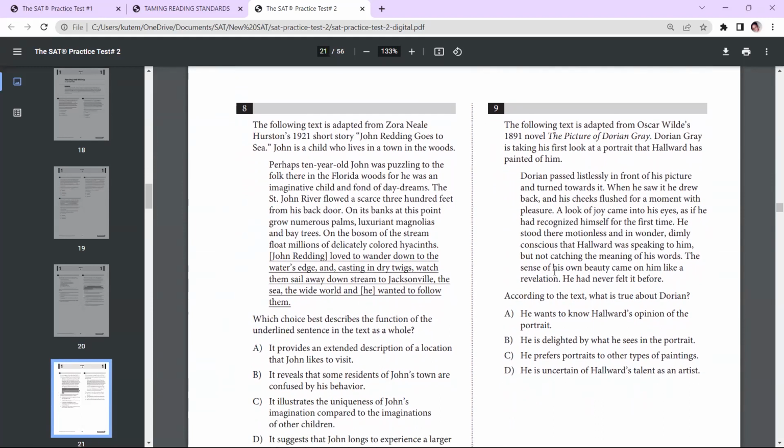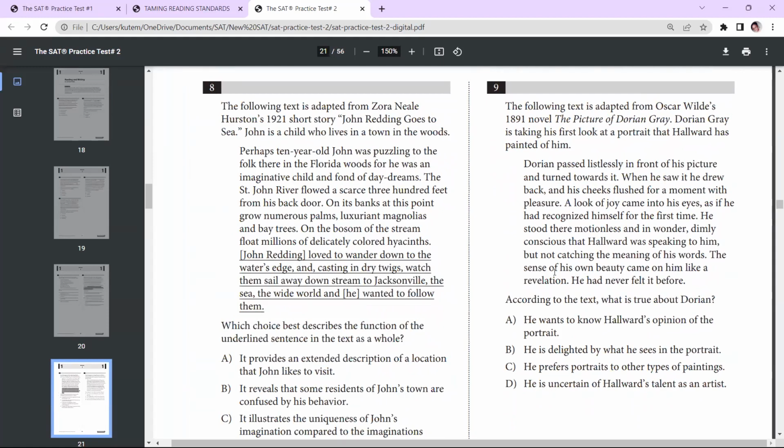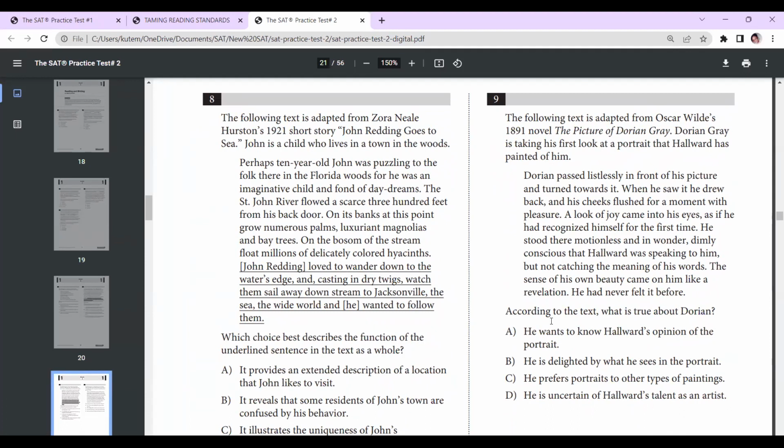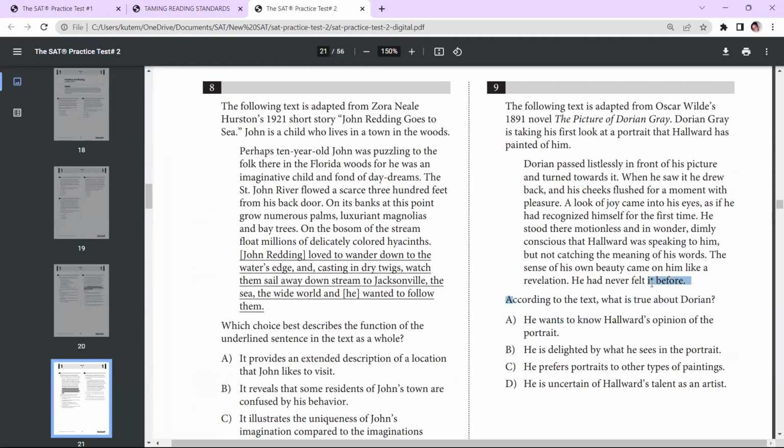Function, yeah, question 9. It says the following text is adapted from Oscar Wilde's 1891 novel, The Picture of Dorian Gray. Dorian Gray is taking his first look at a portrait. I forgot to read the question again. My bad. The question says, according to the text, what is true about Dorian? And the introduction says this is from a novel, The Picture of Dorian Gray. Dorian Gray is taking his first look at a portrait that Howard has painted of him. So we know the context. He's looking at the portrait and we're looking for what's true about him.